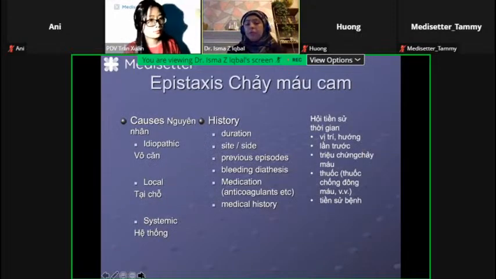Now, there can be a number of causes for epistaxis. They can be idiopathic, so no particular cause, or because they've been picking their nose, or because they've had a bit of trauma.